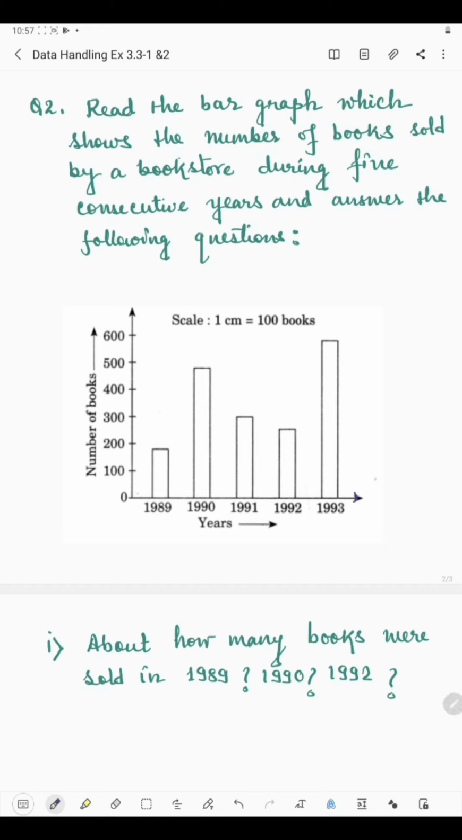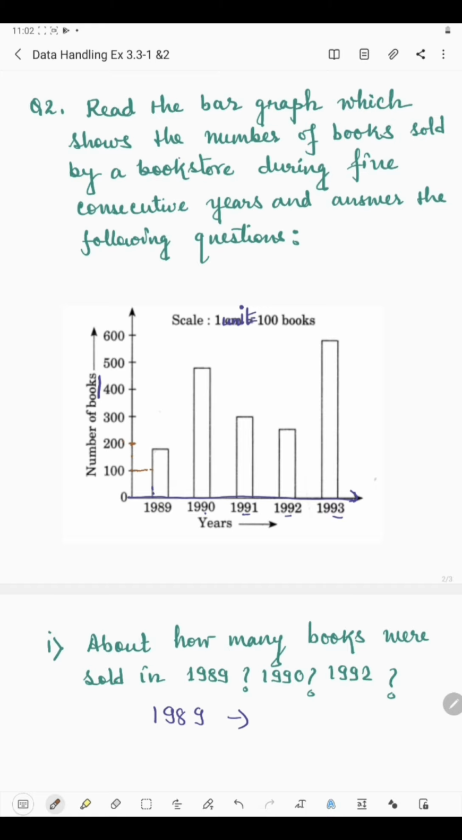So here on the horizontal axis, years are measured. Here 5 consecutive years, meaning 5 serial years, are given: 1989, 1990, 1991, 1992 and 1993. And on the vertical axis number of books is measured. Okay, and the scale is given: 1 unit is equal to 100 books. Now up to this is showing 100 books were sold, right? Now if the bar is up to this, that means it is showing 200 books were sold.